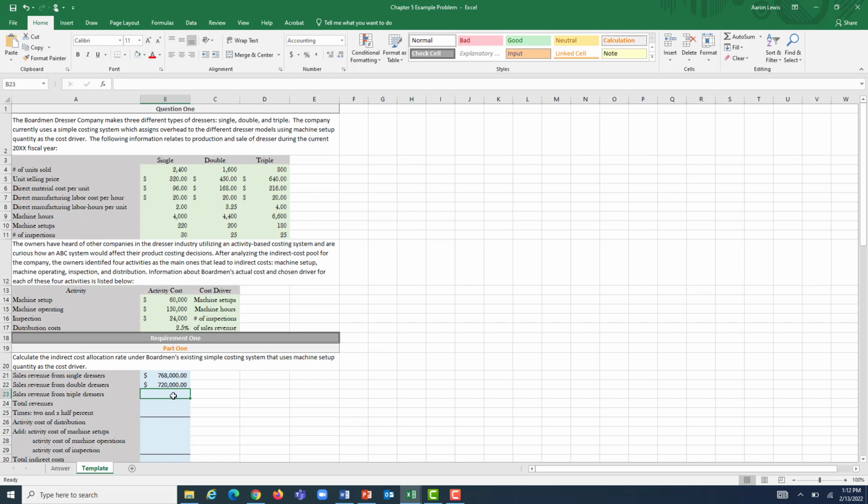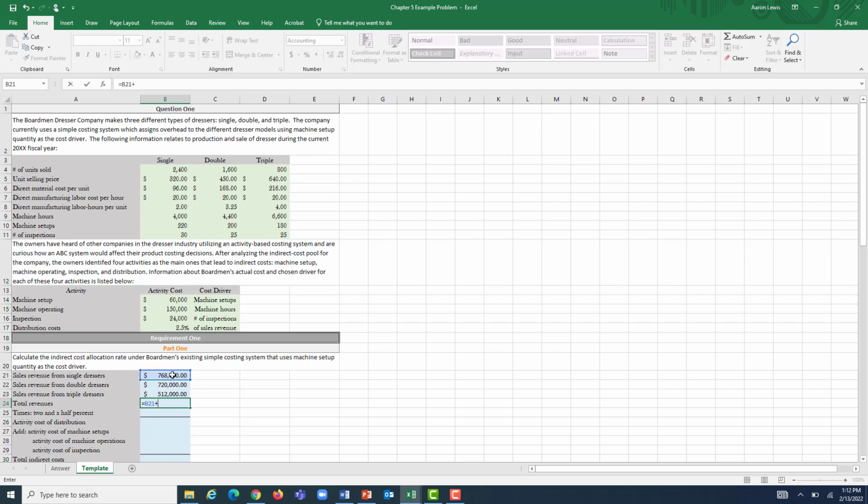$720,000 of sales revenue. And for the triple dressers, much more expensive, not as in demand, they still think they're going to sell 800 of them at a price of $640 a piece. And that's going to add another $512,000 of sales revenue. So what are the total revenues expected to be across all three models?